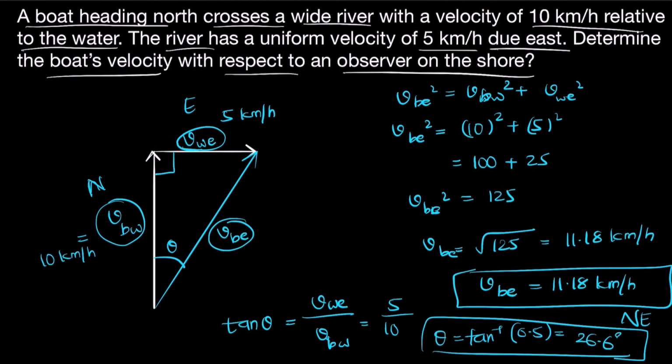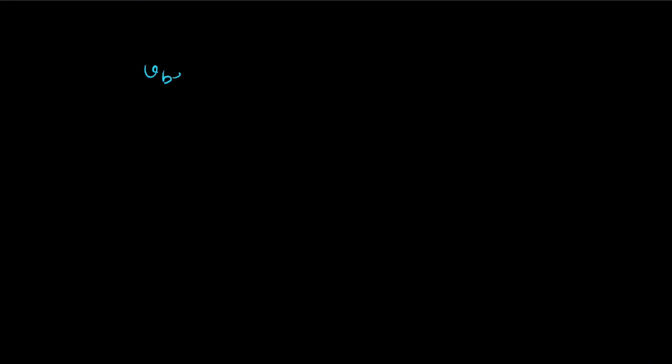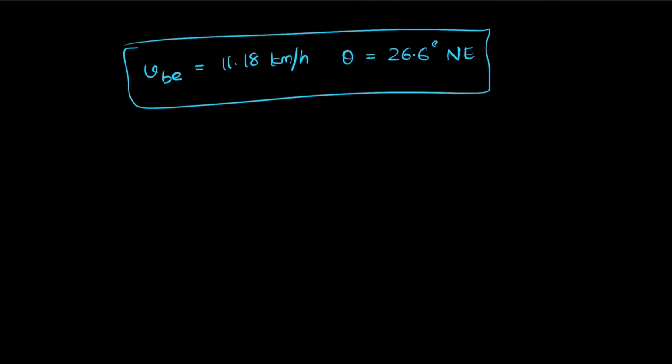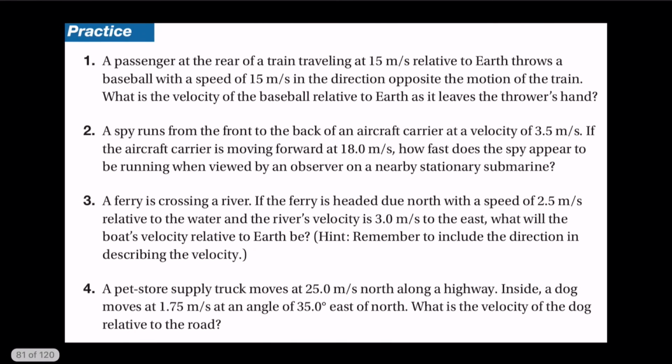So we can write that VBE is 11.18 kilometers per hour in the direction of theta, which is 26.6 degrees northeast. So this is the answer for your final problem. Now use the same principle. Pause the video right here and try to solve this problem.